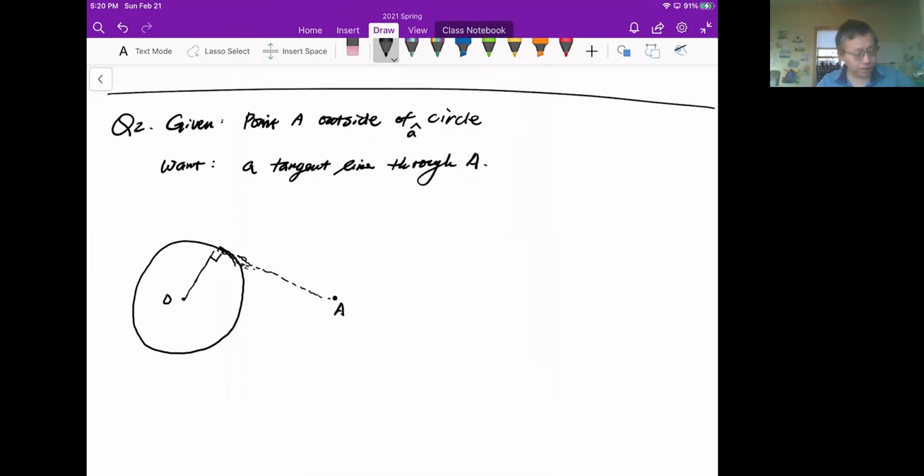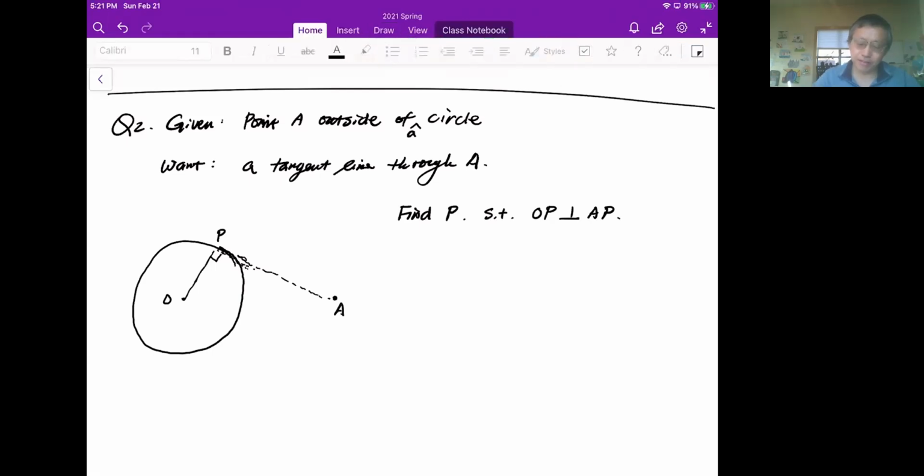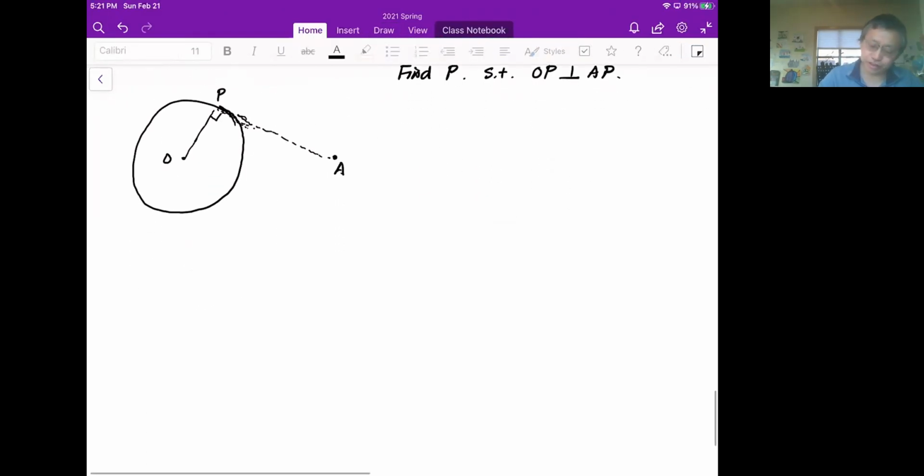So basically, you're going to find a point P. How to find a point P? Find a point P such that OP is perpendicular to AP. So how can you find such a point P? If you can find such a point P, then we are done. Okay, but how? Let's think about that. I'm going to give you a suggestion.